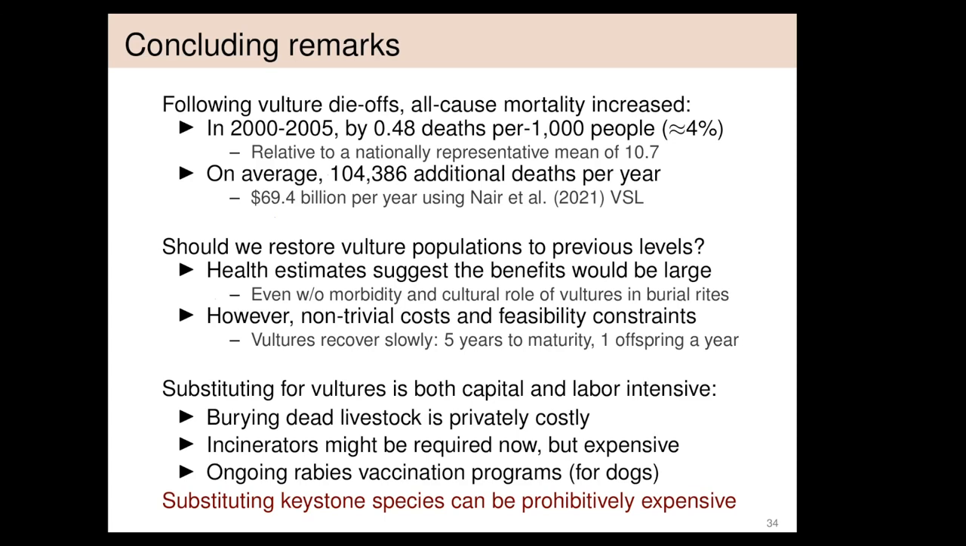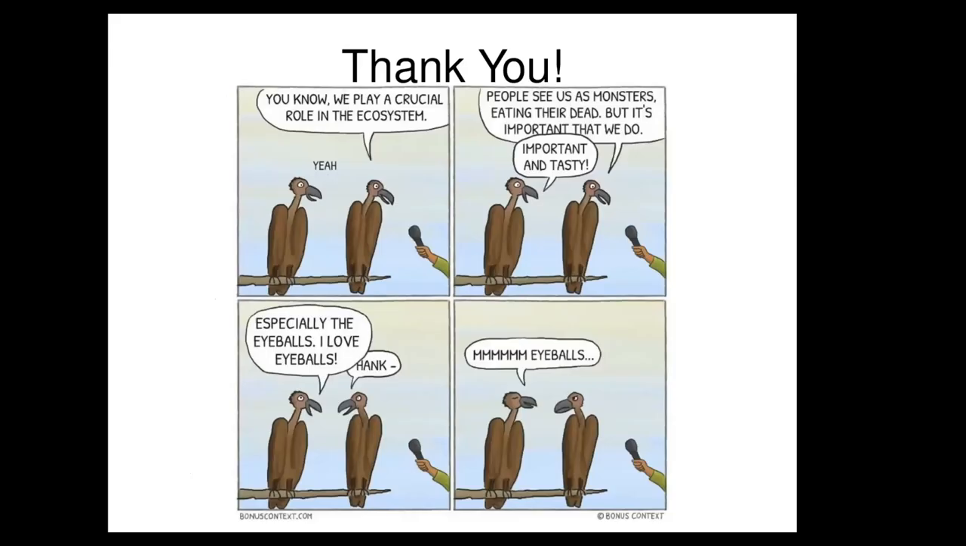And while there are programs to vaccinate rabid feral dogs against rabies, those are expensive and they have to be repeated year after year. In short, substituting for keystone species can be prohibitively expensive. It might be better to not lose them at the first stage at all. And I hope that we have updated positively on vultures, but also know a bit more about how keystone species can have a role in human well-being.